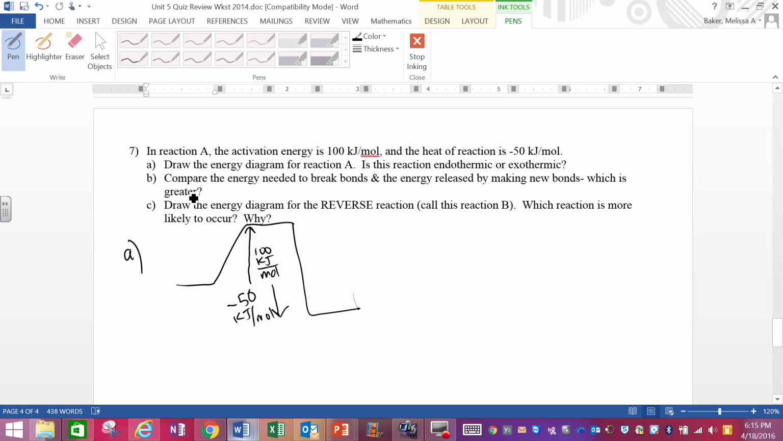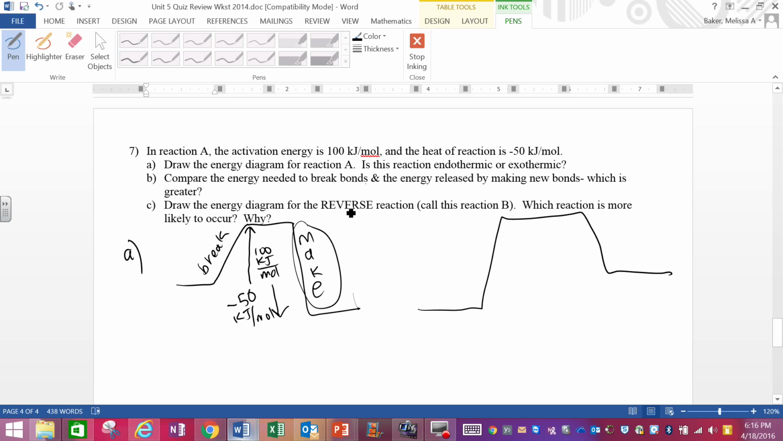Compare the energy needed to break the bonds and the energy released by making new bonds. Which is greater? Well, remember, the energy to break the bonds is here, and the energy from making new bonds is on the way down. So which is greater? The energy released from making new bonds. Then it says, draw the reverse reaction. Call it reaction B. So here we're just drawing a mirror image.